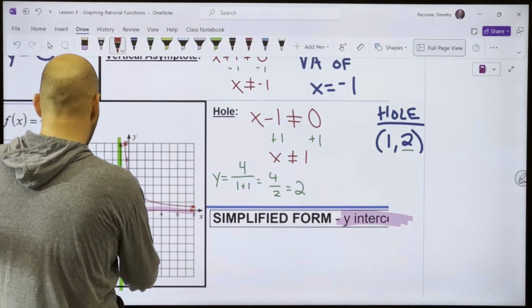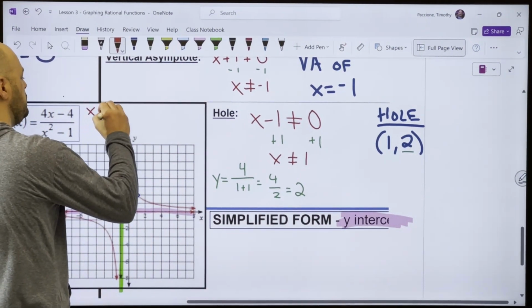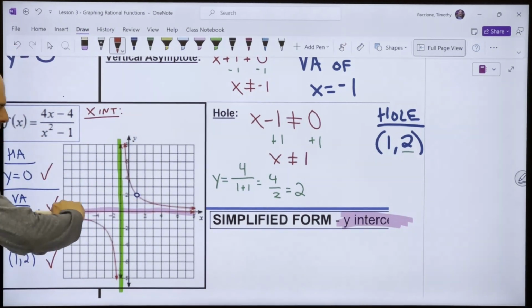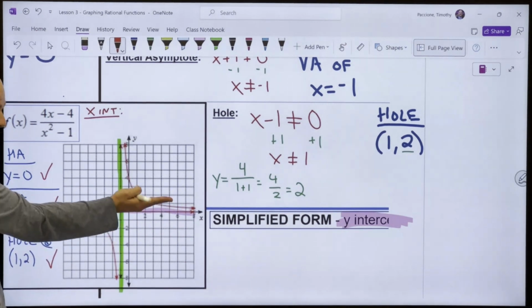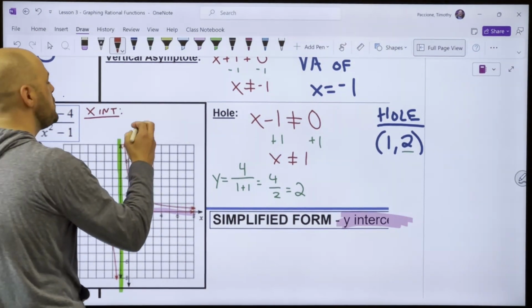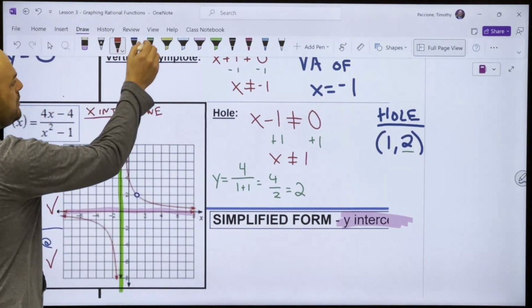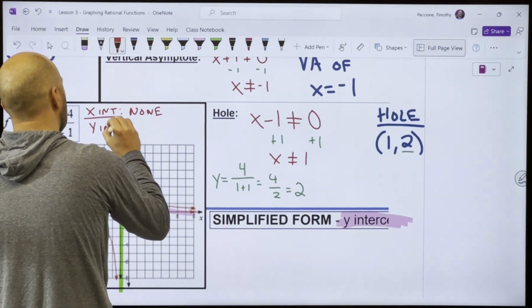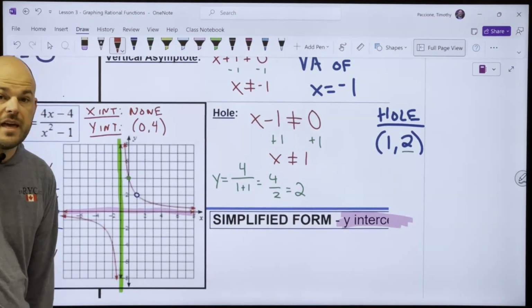Now, we haven't talked about our x-intercepts yet. Our x-intercepts and y-intercepts. Now, our x-intercepts, interesting. I don't see any. Wait a minute. That's because we had a line at y equals 0 that you couldn't cross. So that's going to happen. If you have an asymptote on the x-axis, how could you cross it? Right? So there are none. And we'll see how that shows up algebraically in a second. Our y-intercept is right here. So that looks like our y-intercept will be (0, 4). We'll see if we can figure that out algebraically, okay?